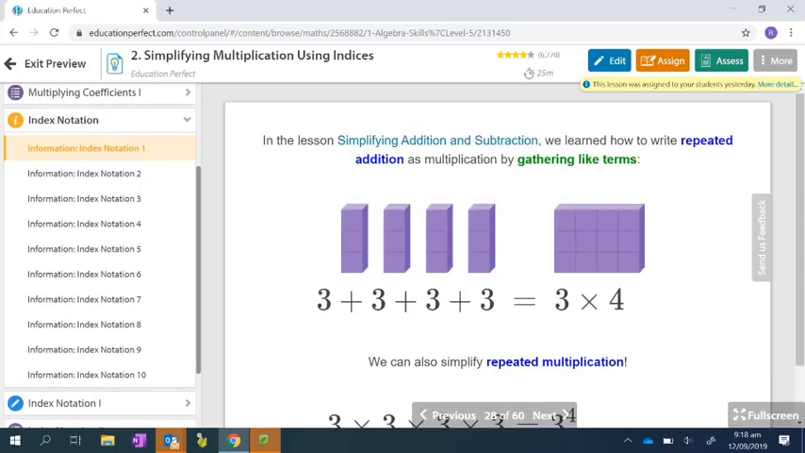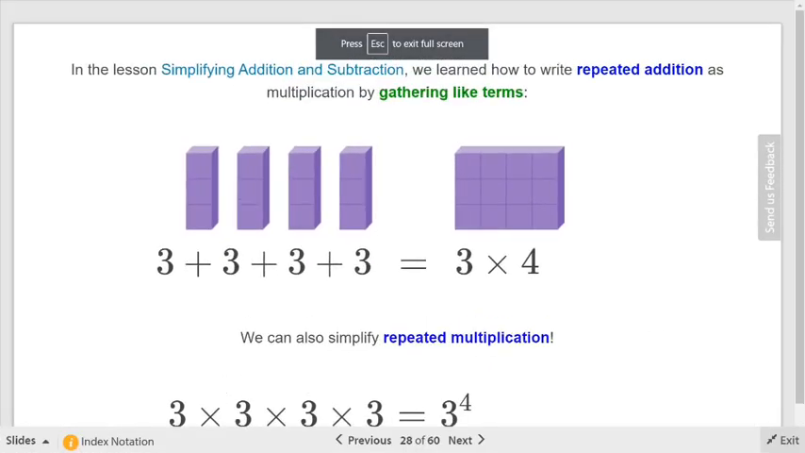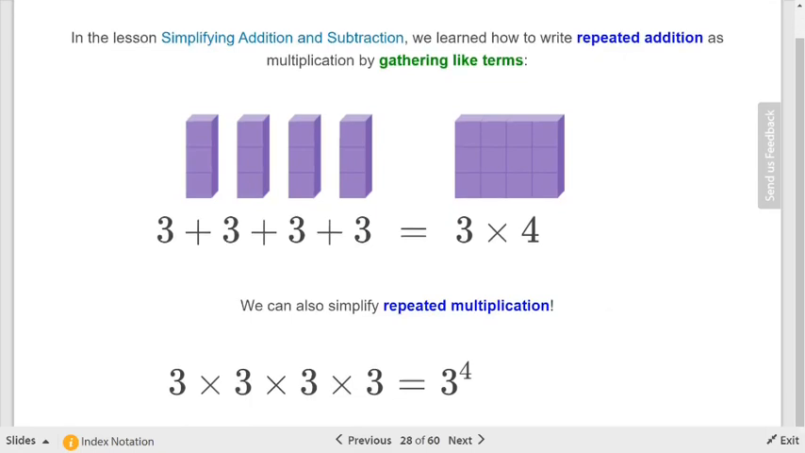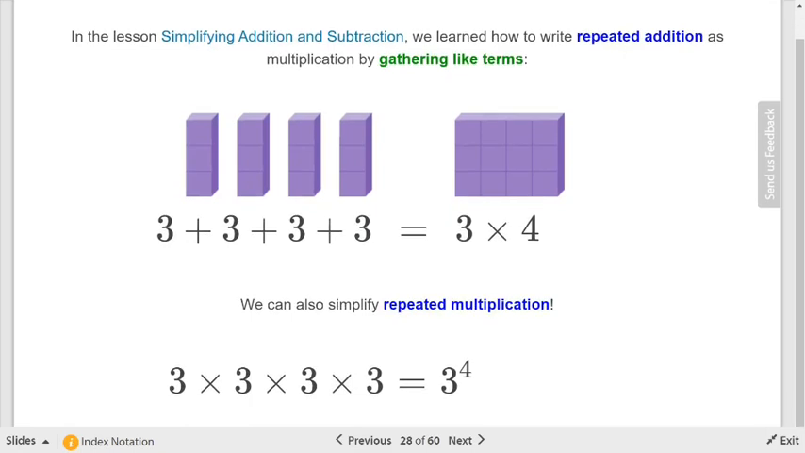Index notation. Now this is really important, so focus with me here. I know it's toward the end, and I'm making y'all work more than you normally do. Repeated addition, right? If you have repeated addition, that's what multiplication is. 3 added together 4 times is the same as saying 3 times 4. That's where multiplication comes from. You're doing a repeated addition with the same number over and over.